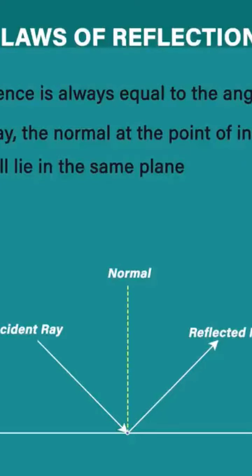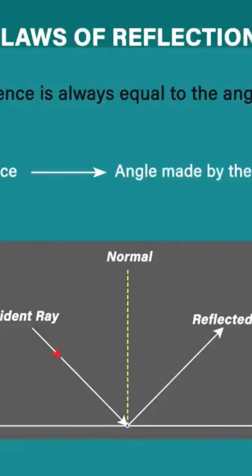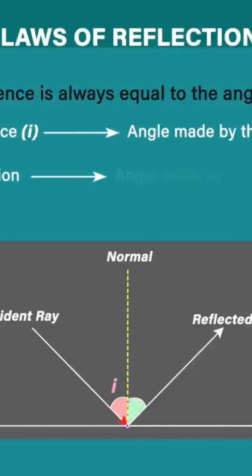To understand the first one, we first need to know what angle of incidence and angle of reflection are. The angle of incidence is the angle made by the incident ray with the normal. It is denoted by I. The angle of reflection is the angle made by the reflected ray with the normal. It is denoted by R.